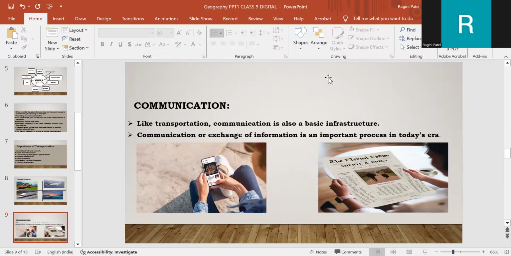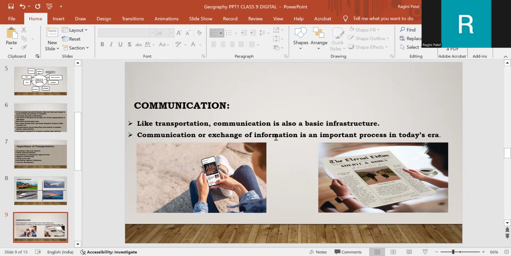Next, communication. Like transportation, communication is also basic infrastructure. Communication means the exchange of information, ideas, and feelings from one person to another. It is a two-way process where the message must be understood by both sender and receiver.